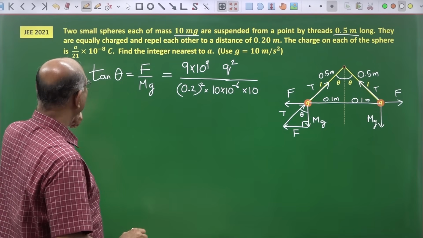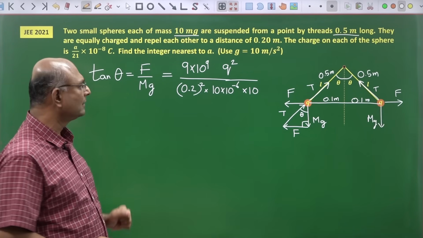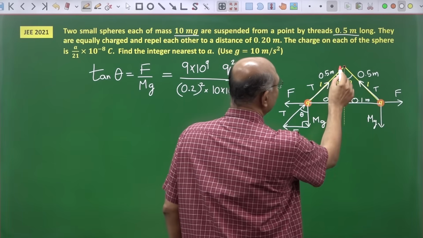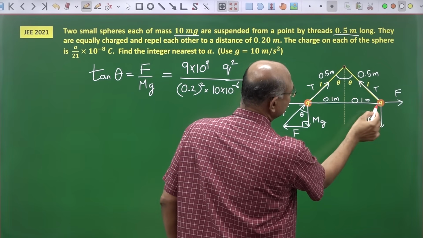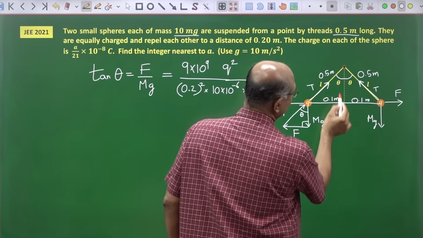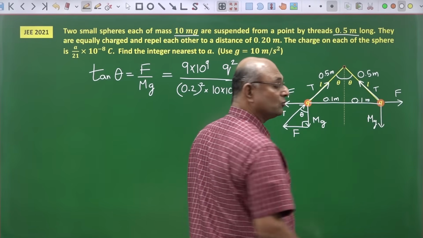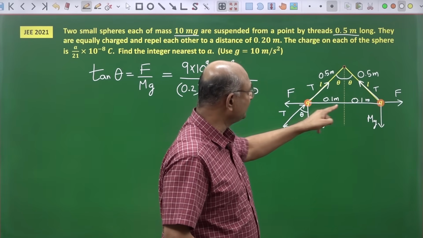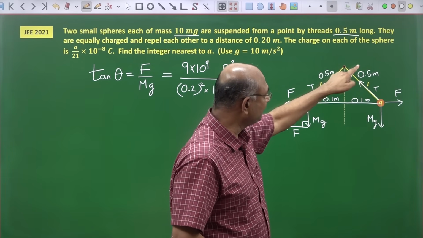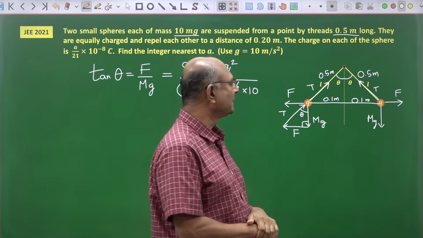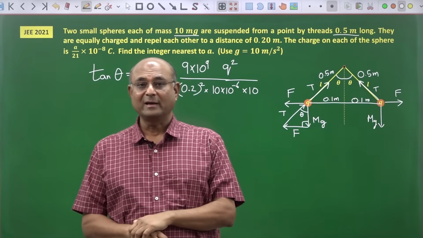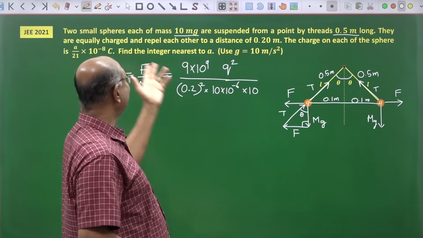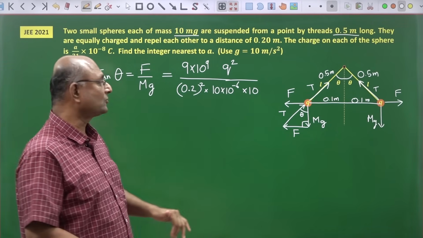Now this will help me solve, except I don't know what is tan theta. How do I find tan theta? Tan theta is this side, 0.1 by this side. How do I find this side? You can do Pythagoras theorem, root of 0.5 square minus 0.1 square. That's going to be a little long and cumbersome. You don't need to do it. Anyway, they're asking you integer nearest to A.